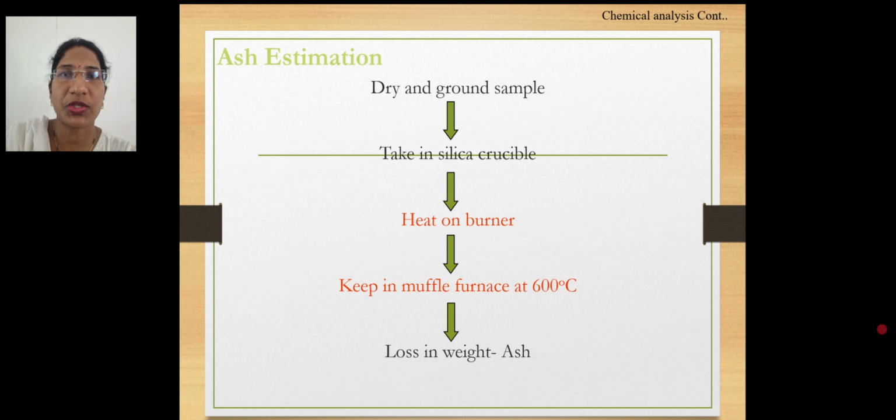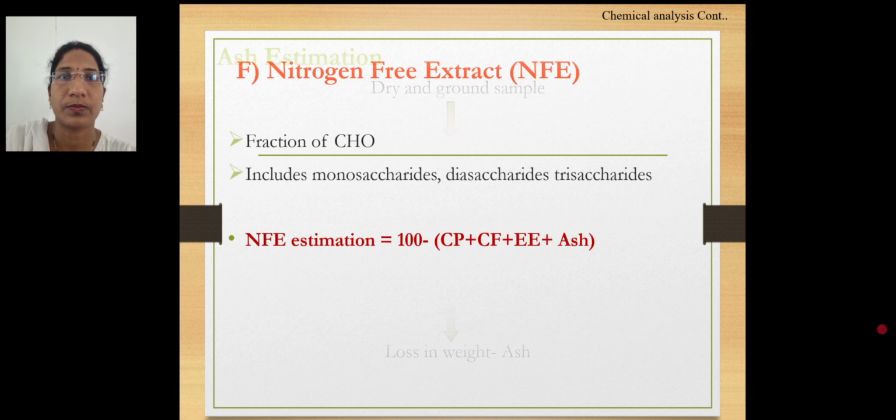Then how to estimate ash? At the time of ash estimation, we take a dry and ground sample, then take it in a silica crucible, heat on a burner, and after that keep it in the muffle furnace at 600 degrees Celsius. At the end, you note the loss in weight and we get the ash.